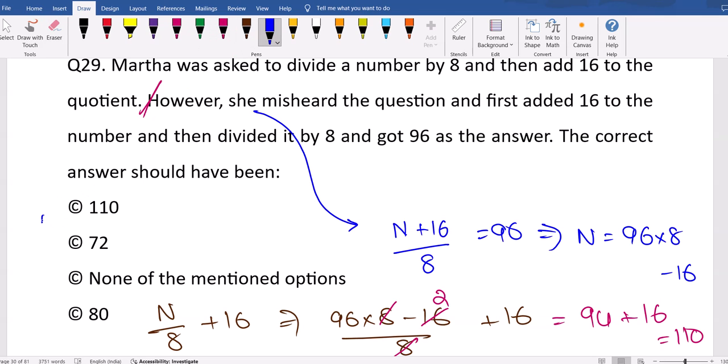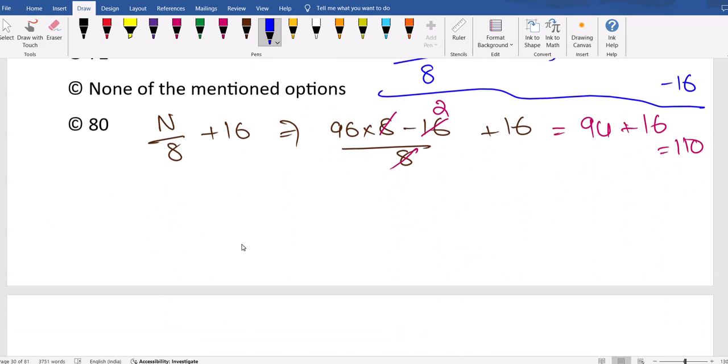So in the question, she got the answer by a mistaken process, adding 16 and then dividing by 8 for a certain number, and the result is 96. First, we calculated what that number is. Now you have to do the correct process: first divide by 8, then add 16. Then 110 is the answer. Check it out. You calculated n, and from there you solved the value. See the next one.